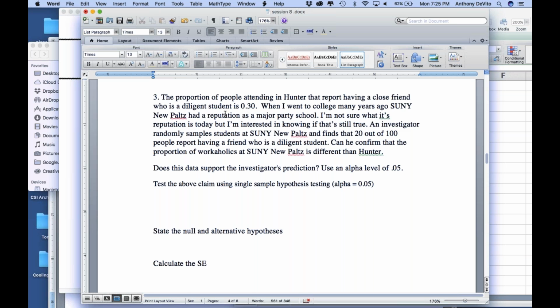I didn't really go to SUNY New Paltz, but I knew SUNY New Paltz in the 60s, and it had a reputation of being a party school. I have no idea if that's true now. Anybody know? Is it still a party school? At any rate, it had a reputation of being a major party school.